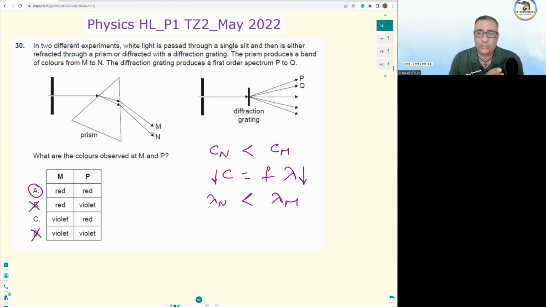This is a very good paper 1 question, high level, linking topic 4 and topic 9.